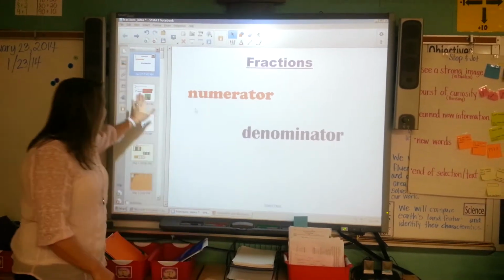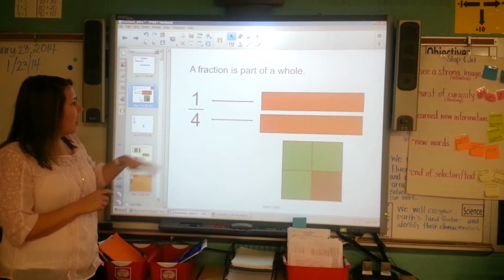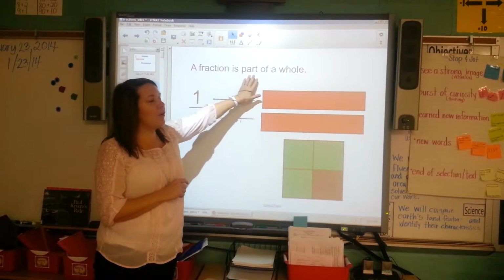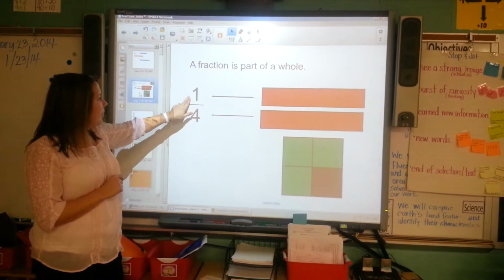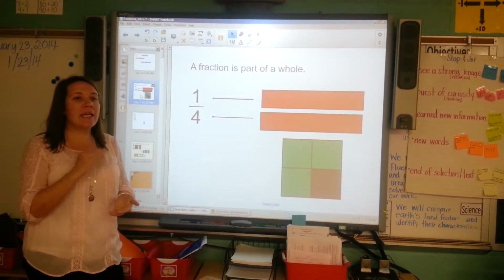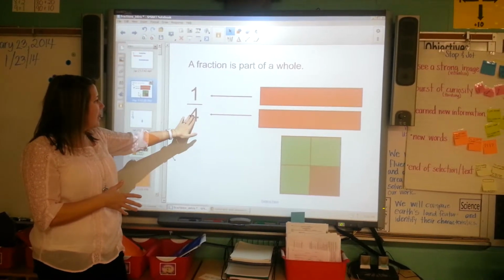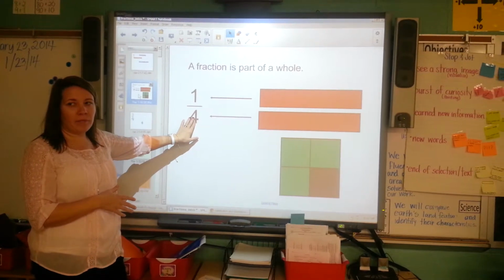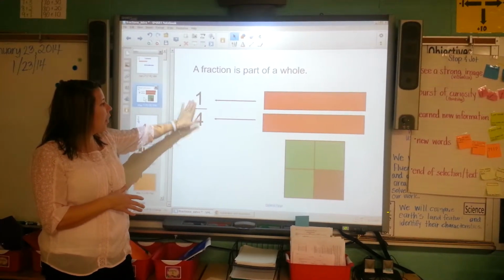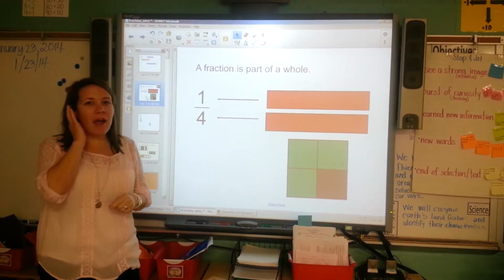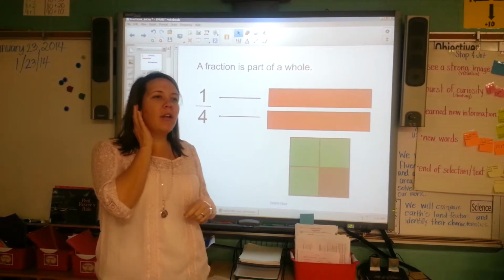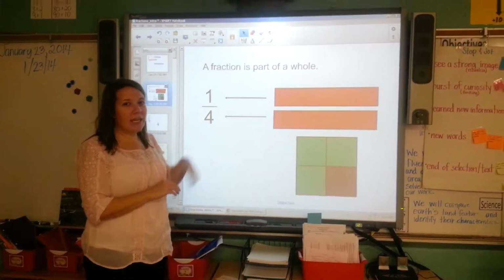So here we go. Let's look at this picture. We know that fractions are part of a whole. So look at this number. I told you that the numerator is on top and the denominator is underneath. So let's look at this. This number is 4. We read the fraction 1/4. Can you say that? 1/4. Good. That one's tough because you have to add the TH to the end.